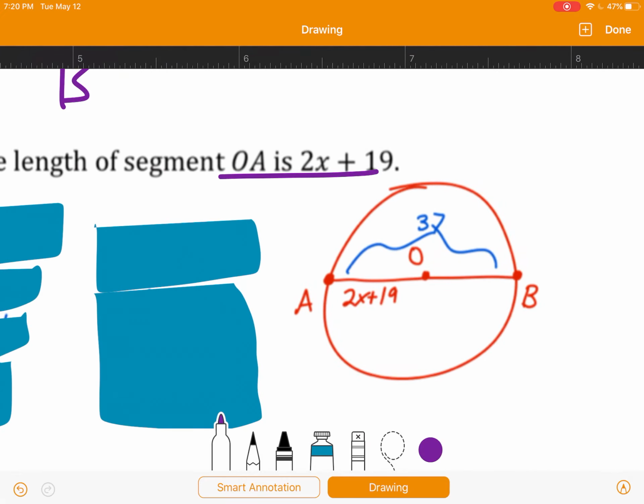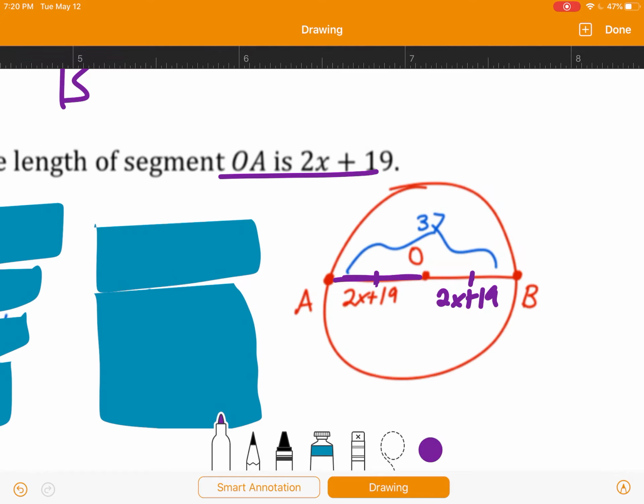And this is the information they told us. So OA is that amount, that's the radius, and it told us the length of the whole diameter is 37. So you can just do some algebra to figure out what the missing pieces are. Since this is a radius right here, this one is going to be the same, so 2x plus 19.